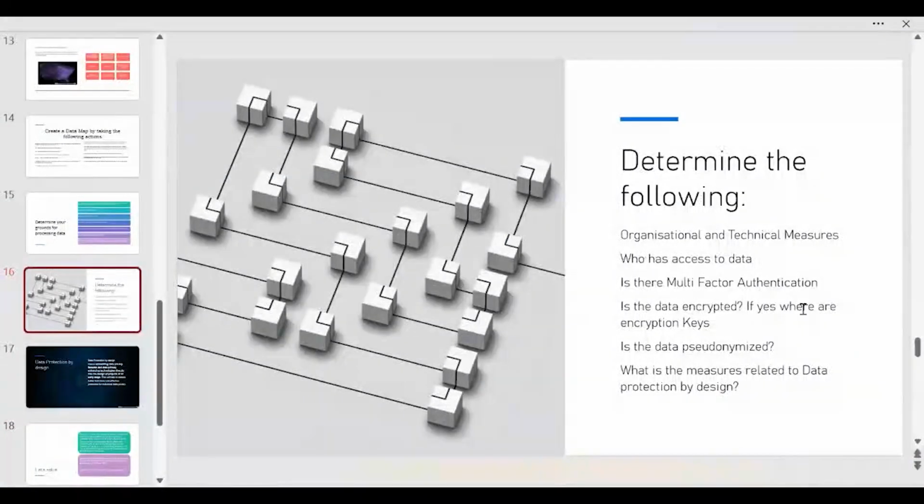Then determine the following. What are the organizational technical measures? Who has access to data? Is there multi-factor authentication? Is the data encrypted? If yes, where are the keys? Who can access the keys? Is the data pseudonymized? What are the measures related to data protection by design?